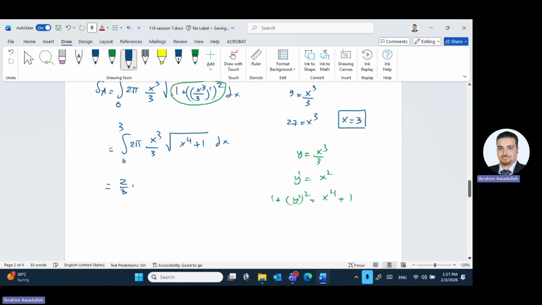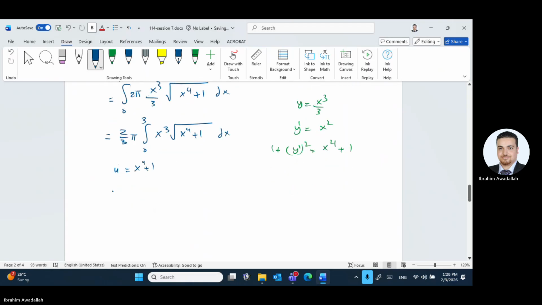2 over 3 pi outside, the integration from 0 to 3, of x to the power 3, root of x to the power 4 plus 1 dx. Let y equal x to the power 4 plus 1, or u, since y is already used, it's better to say u. du over dx equals 4x to the power 3, so du over 4x to the power 3 equals dx. Make a small line here.